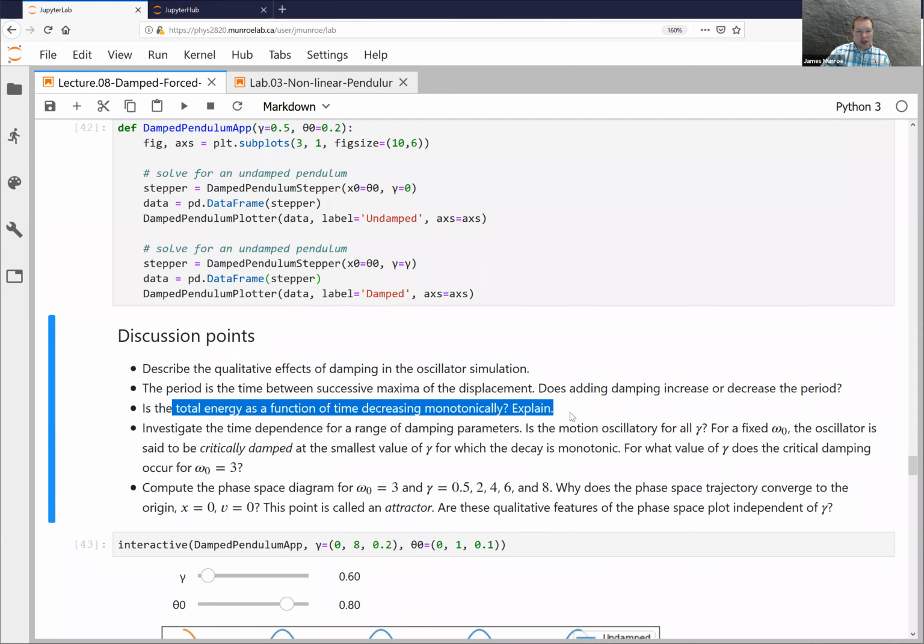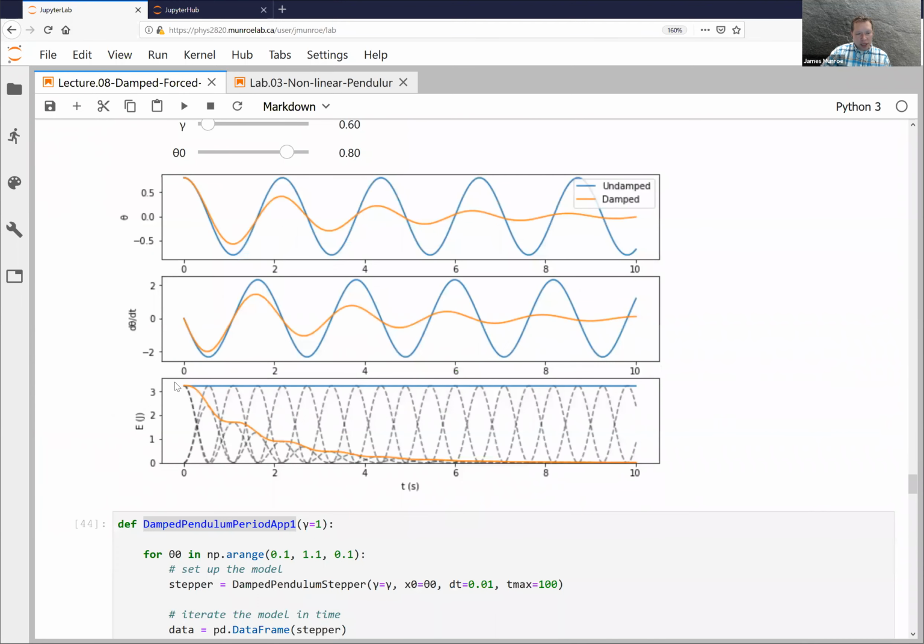Total energy is a function of time. Is it decreasing monotonically? Explain. Okay, so here we go. Here's this graph. And you can sort of see what's going on is every time it decreases and then stops decreasing, decreases and stops decreasing, decreases and stops decreasing. It's always going down, but there are moments where it actually becomes flat.